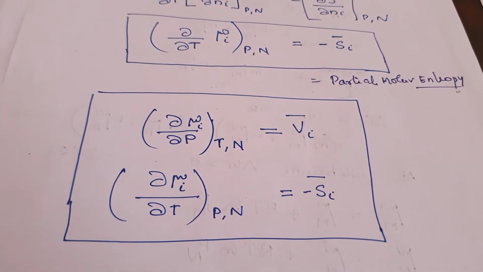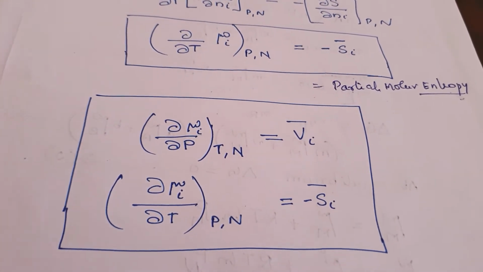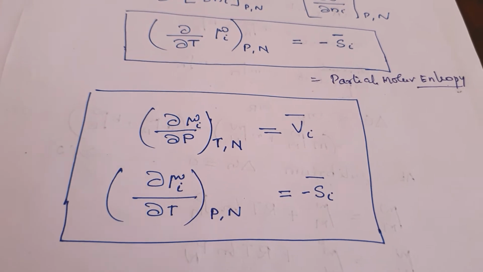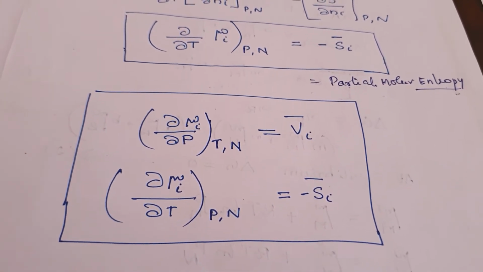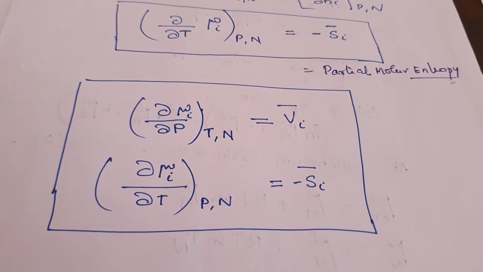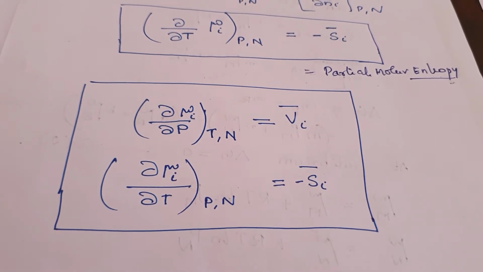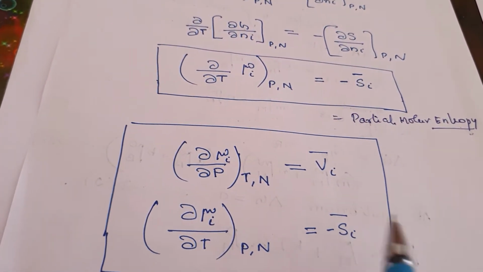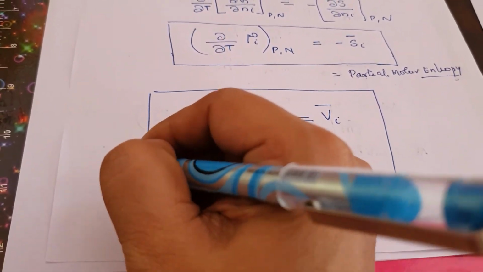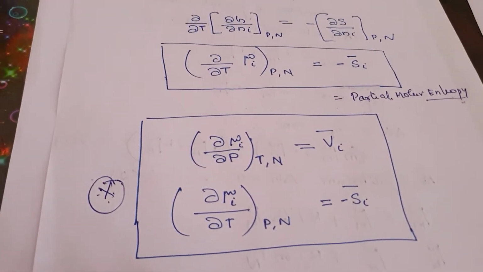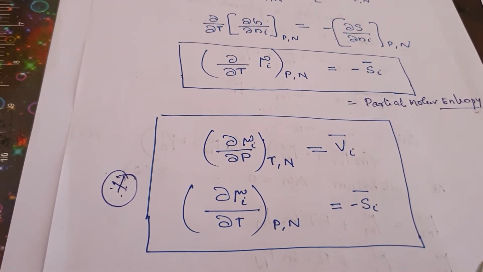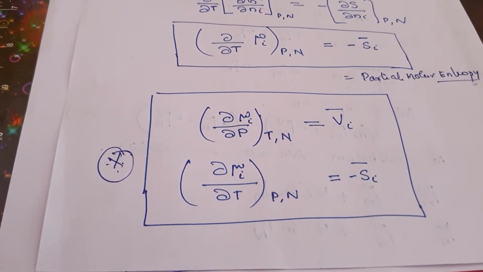Free energy with respect to pressure at constant temperature is equal to V, and free energy change with respect to temperature at constant pressure is equal to minus entropy. Now here we are taking chemical potential only. This is very important. It's a normally asked question: variation of chemical potential with temperature. So that is only chemical potential.